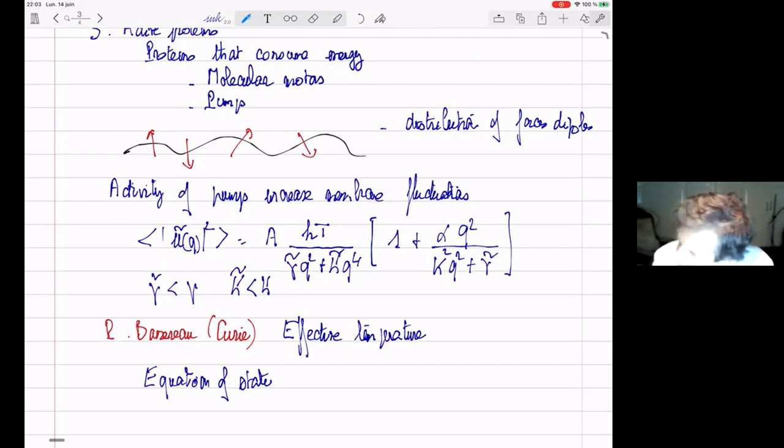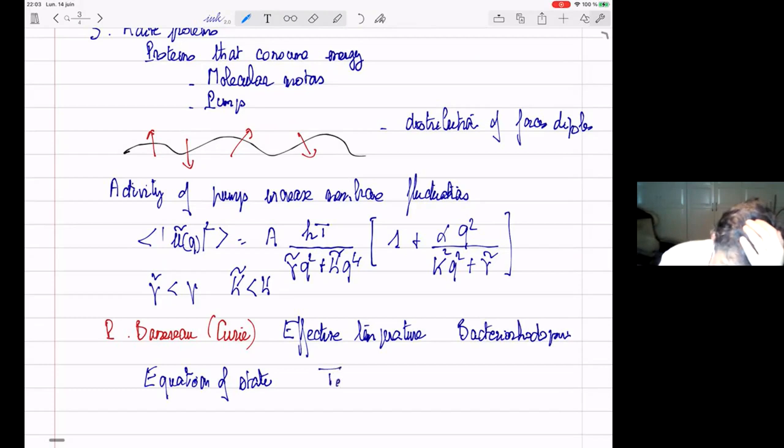is that the effective temperature for this protein that was studied, which is called bacteriorhodopsin, is about twice the room temperature. So these pumps not only are active, but they are extremely active because they multiply more or less what plays the role of temperature by 2.